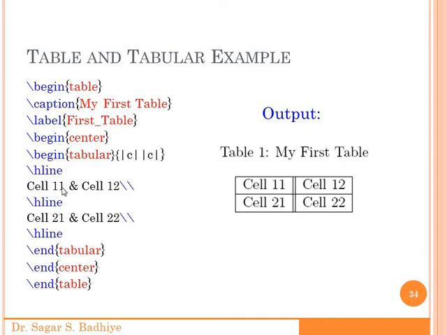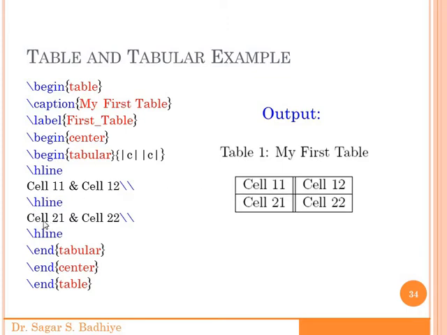So cell 11 will be placed in the first cell of the first row, and cell 12 will be placed in the second column of the first row, right? Then the double slash is there, which indicates that the first row is over. And then \hline, so a horizontal line will be created.